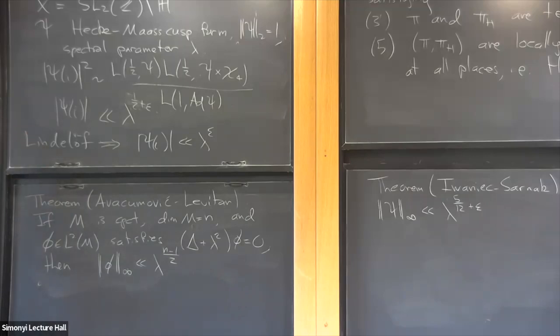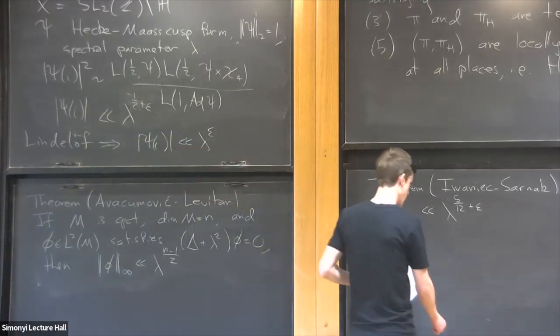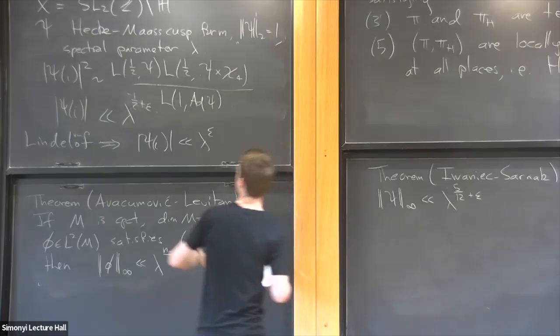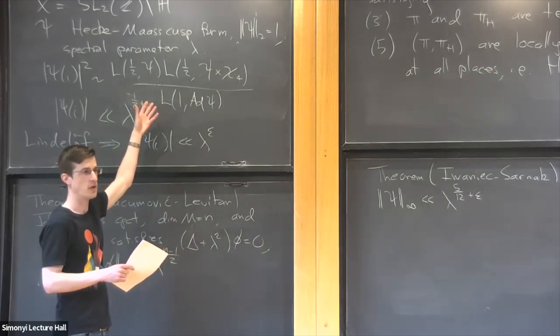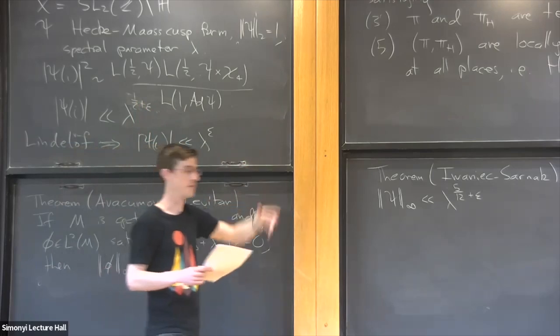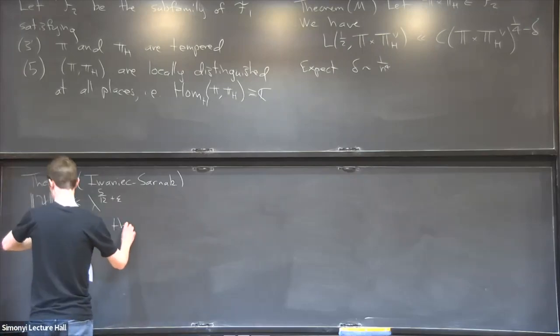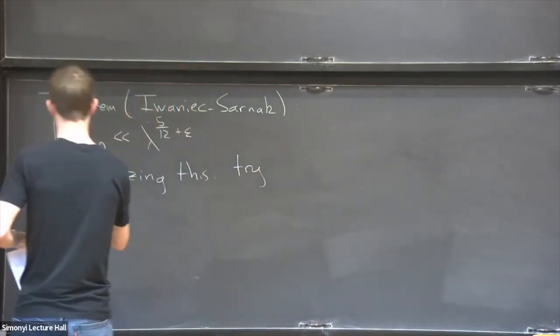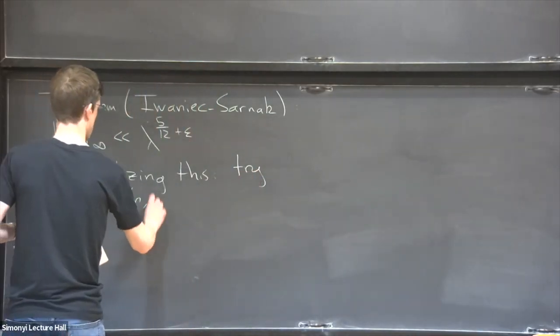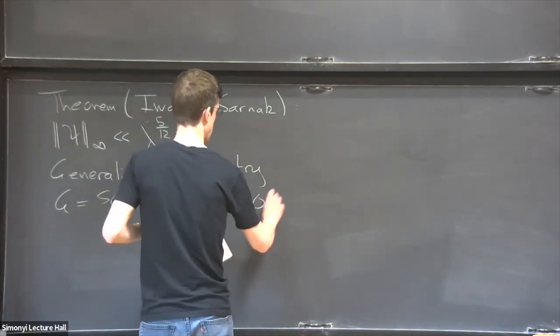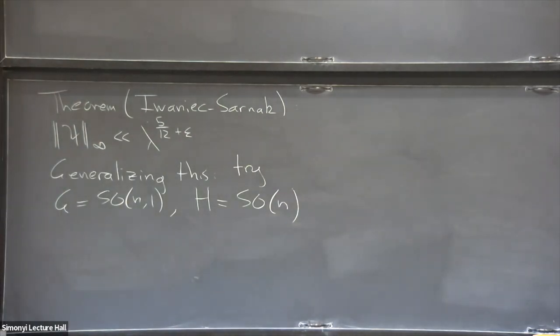So a natural question is, does this generalize to higher rank? How would you generalize this picture? A natural thing to try might be to say, okay, well, this was a point evaluation, a sup norm on a hyperbolic surface. What about on a hyperbolic n-manifold? So let's try taking G to be SO(n,1) and then H to be the maximal compact subgroup SO(n). Because here we're really not evaluating at a point, we're really integrating over SO(2), the maximal compact subgroup.